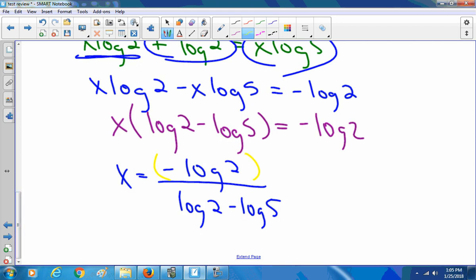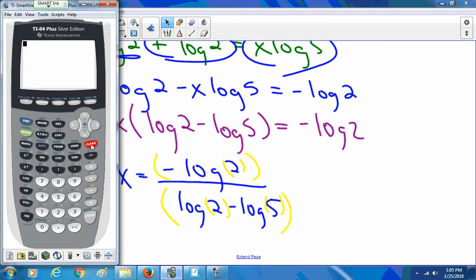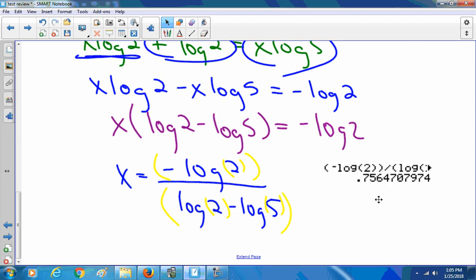Remember, full top, full bottom, and then log will open one, you close it. That's what we're going to type in right now. So I do parentheses negative log 2 close close divided by open log of 2 close minus log of 5 close close enter, and you get your answer. Remember, 3 or 4 decimals is good.